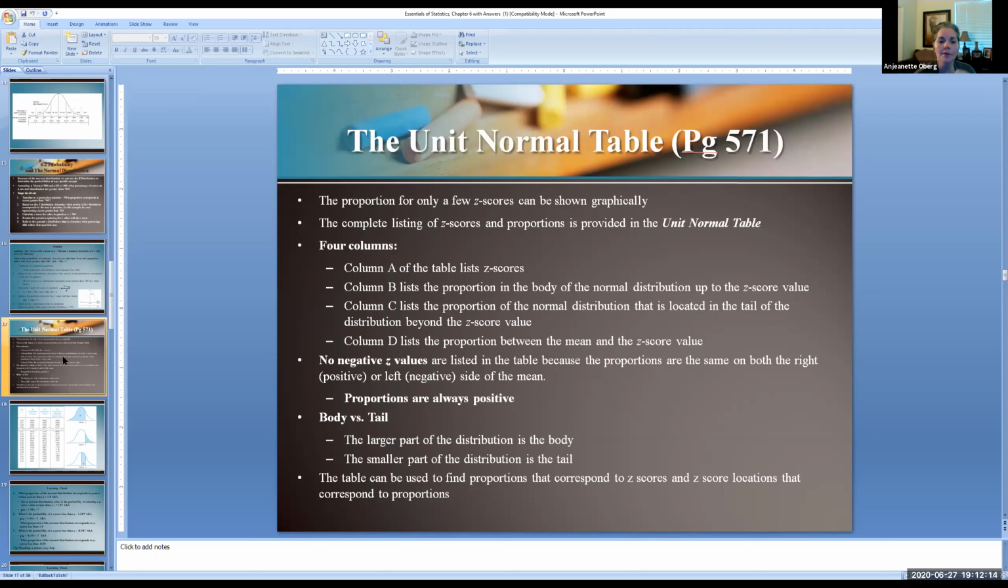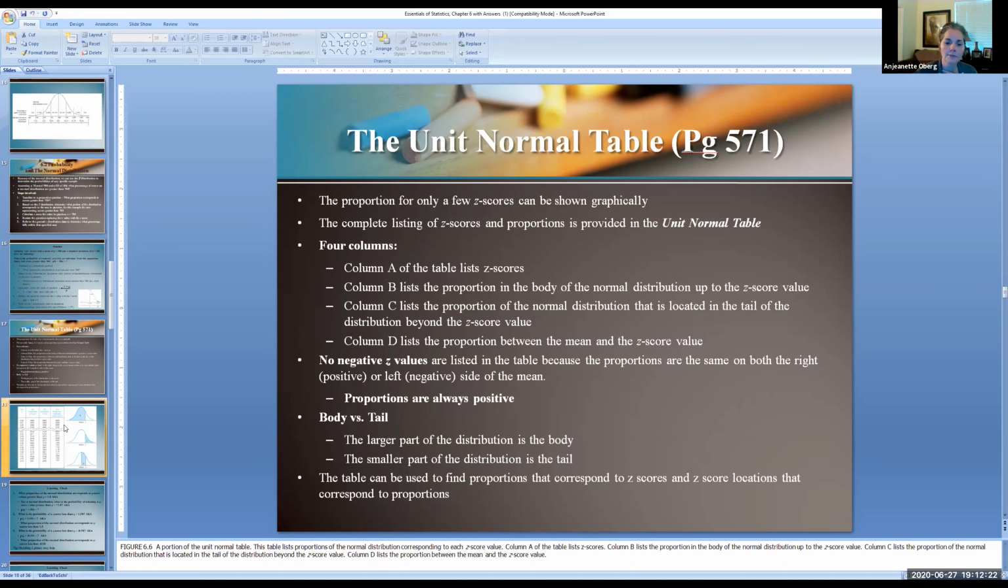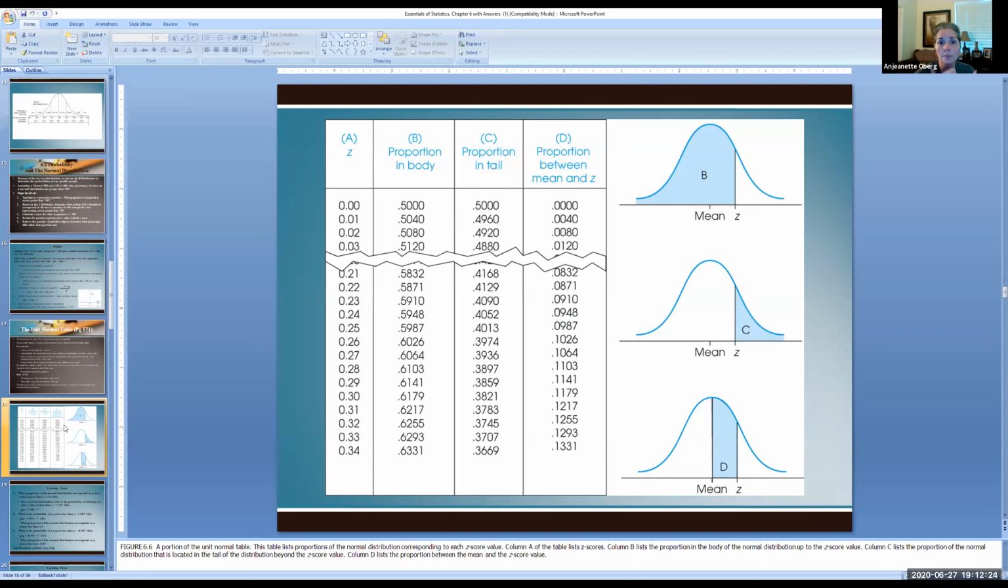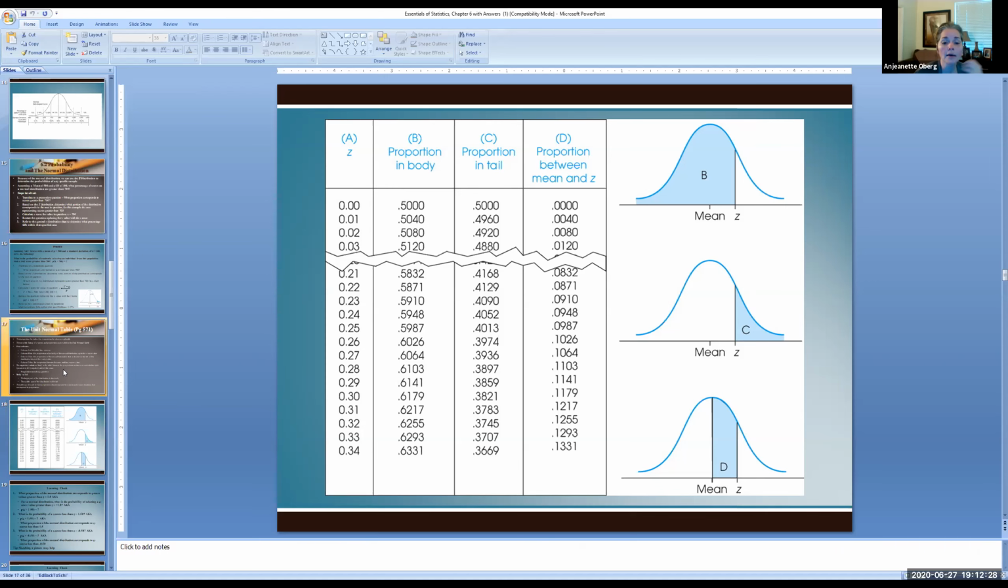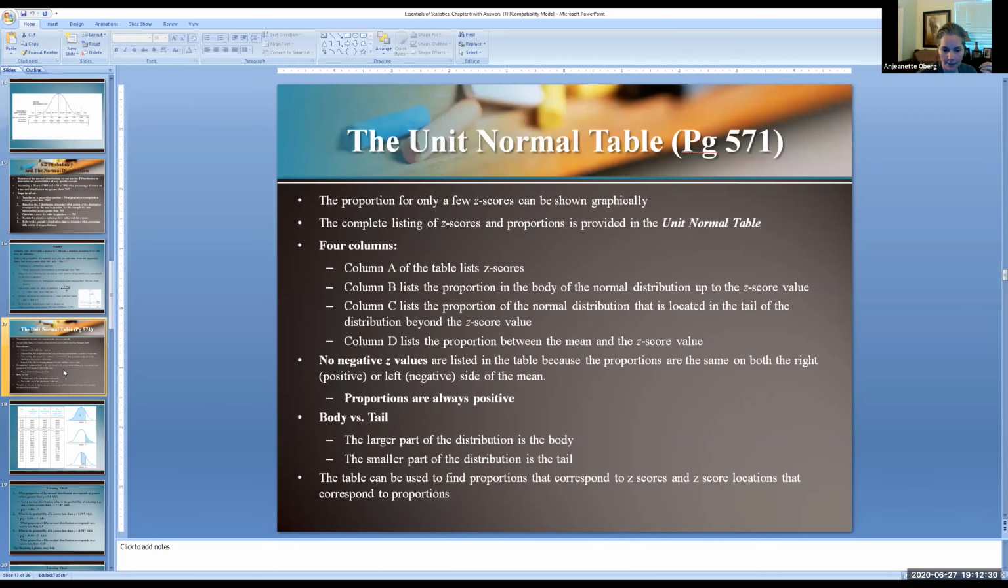So that unit normal table is really, really important. I want you to really work with it and familiarize yourself with it. Let me know if you have any questions. There are a couple of things I want you to be mindful of in that unit normal table. We have a modified version of the unit normal table, so we don't actually see all of the possible z-scores. We have a missing chunk, okay?